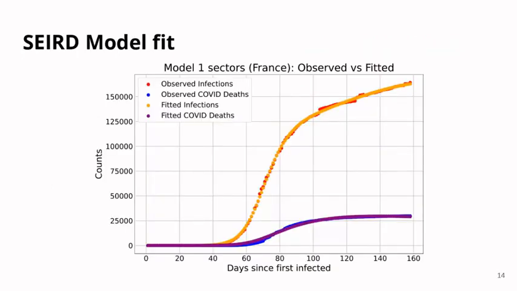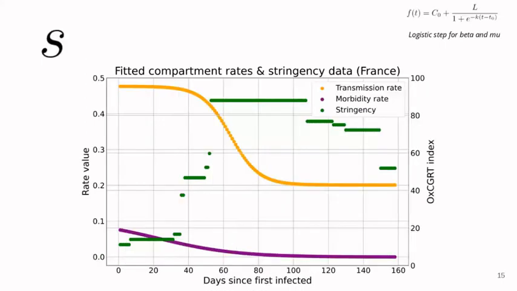So the fit of the model, I mean, it's still an epidemiological model, so the fit works already. But the interesting part comes when we try to understand the dependence of the transmission rate and morbidity rate with respect to the stringency, that is the action. Again, the action is not an input to the model. The fitting model only sees deaths and infections.